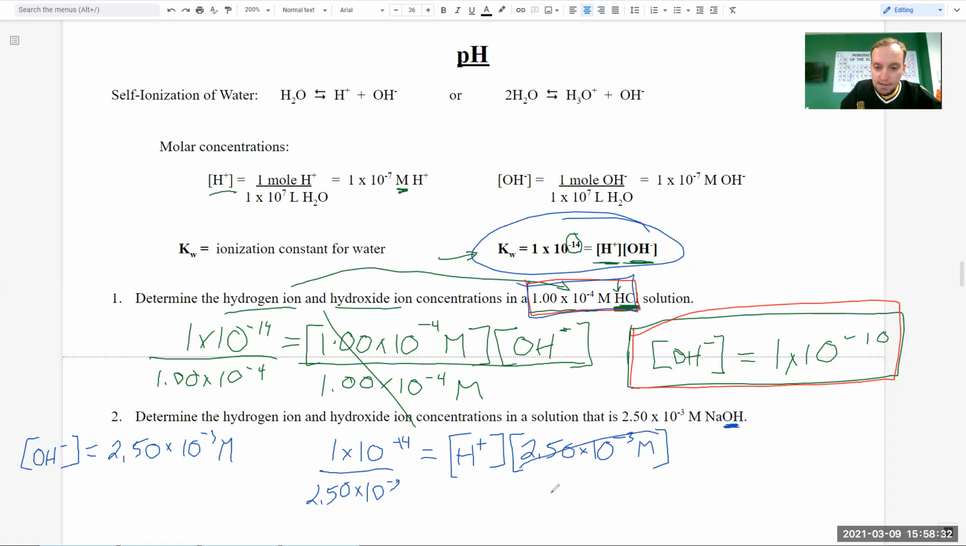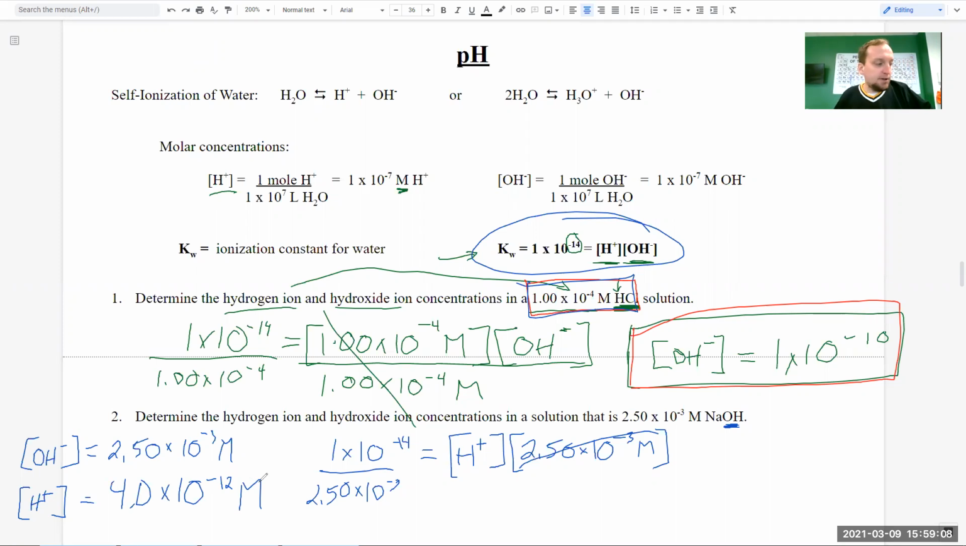That will cancel out, leaving me an H plus concentration of, let's see, 1 second E negative 14 divided by 2.50 second E negative 3 equals, my H plus concentration is 4.0 times 10 to the negative 12 molar.